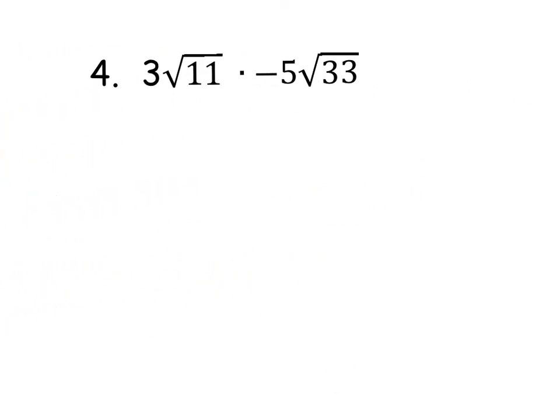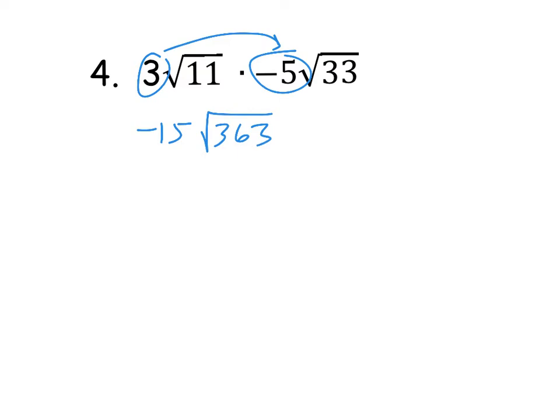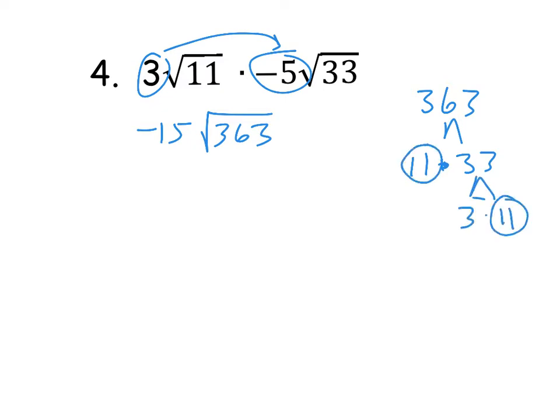Here's a good one. Multiply the numbers on the outside first. 3 times negative 5 is negative 15. Square roots of 11 times 33. I think it's 336, or 363, sorry. So the 15 is out there, but I've got to break down the 363 and see if I can take anything out of there. Well, that's 11 times 33. We just multiplied them to get that. 11 is prime, and 33 is 3 times 11.